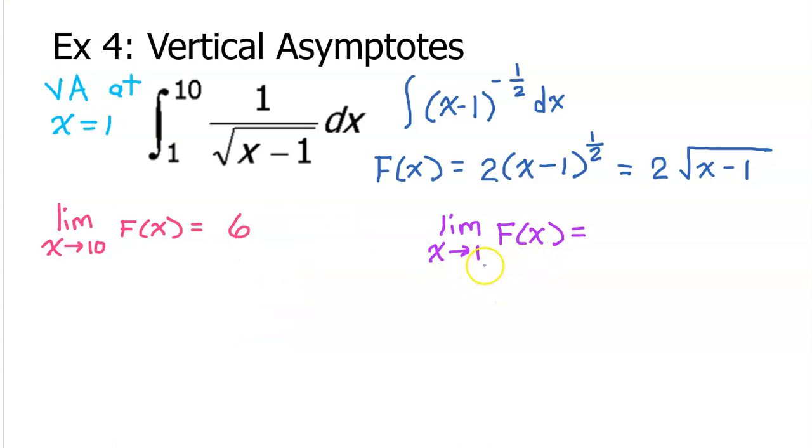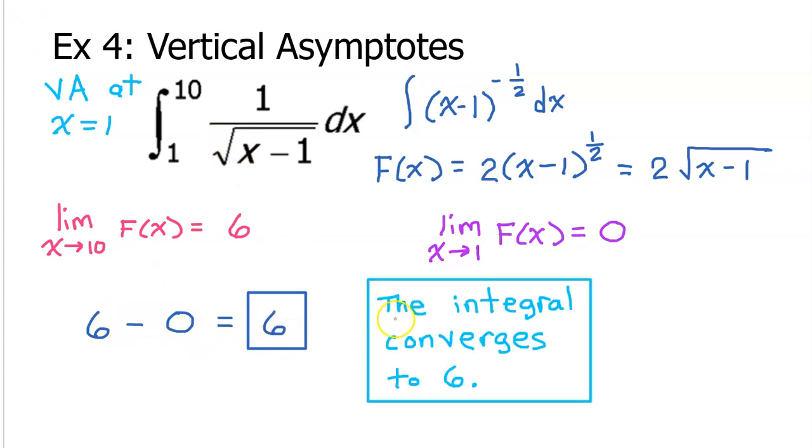Similarly, the limit as x approaches 1 is 2 times the square root of 1 minus 1. That's 2 times the square root of 0, which is 0. The value of the improper integral is the upper limit minus the lower limit. So the final answer is 6. In other words, we could say that the integral converges to 6.